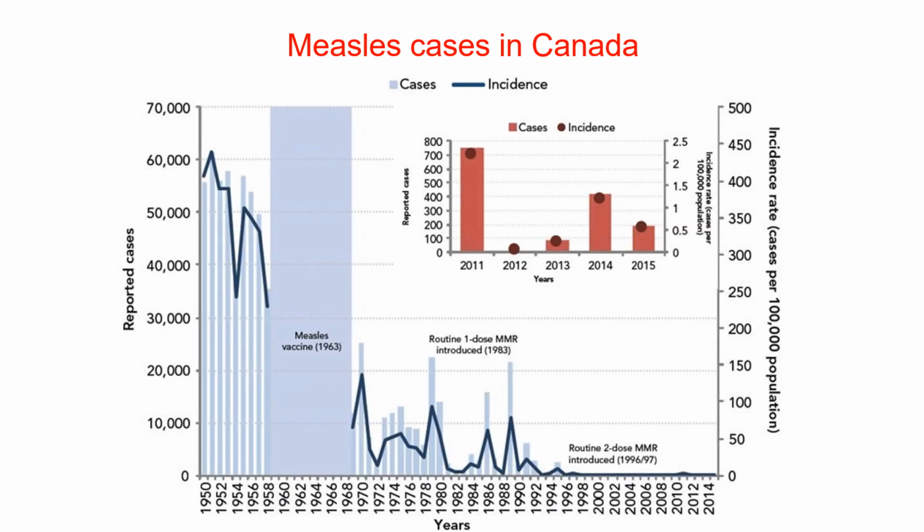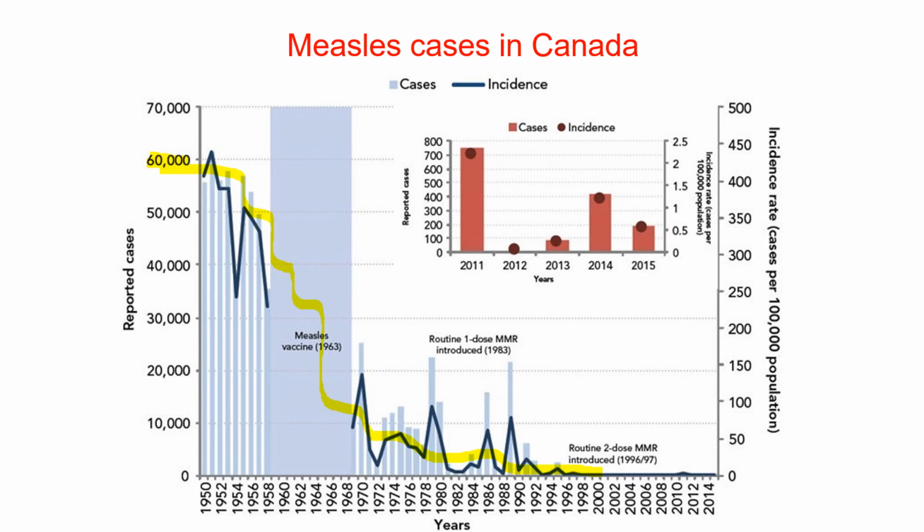So again, if you take a look at this, 1950s, we got about 60,000 cases here in 1950. The rates are kind of going down. Vaccine comes out in 1963. The cases plummet, they go down, and the year 2000, we're looking at basically it being eradicated from Canada.